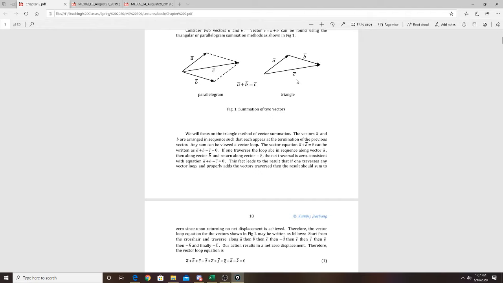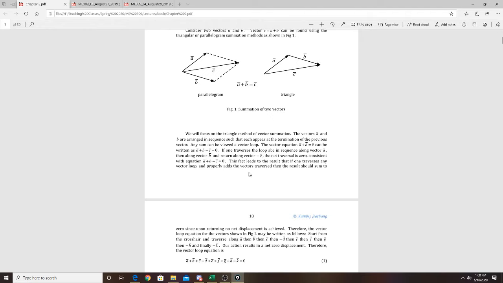But, anyway. So then it says, we will focus on triangle method of vector summation. The vectors A and B are arranged in a sequence such that each appears at the termination of the previous vector. Any sum can be viewed as a vector loop. The vector equation A plus B equals C can be written as A plus B minus C equals 0. If one traverses the loop ABC in sequence along vector A, then B, then returns along vector C, or negative C, the net traversal is 0, consistent with the equation A plus B minus C equals 0.